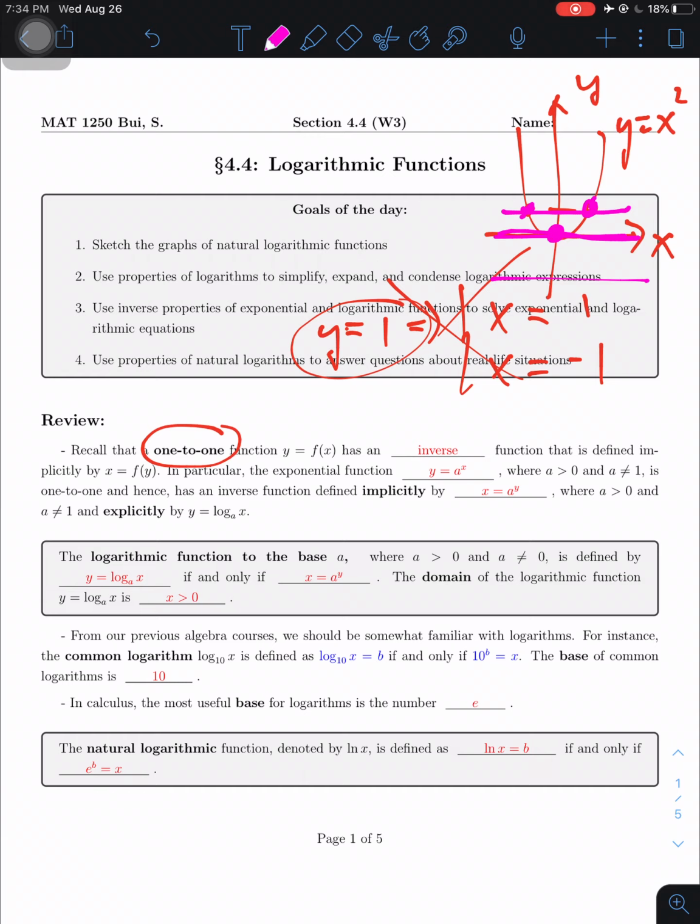It is still a function, right? But it's just not one-to-one. It doesn't have the property of one-to-one. Okay. So for inverses, we can only talk about one-to-one functions. If your function is not one-to-one, your function doesn't have an inverse. Okay. So let me take these out of the paper for less confusion.